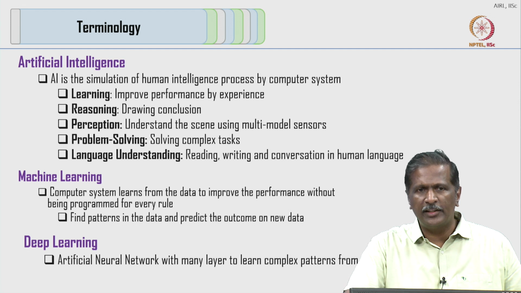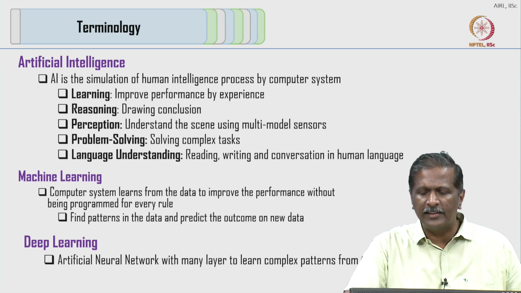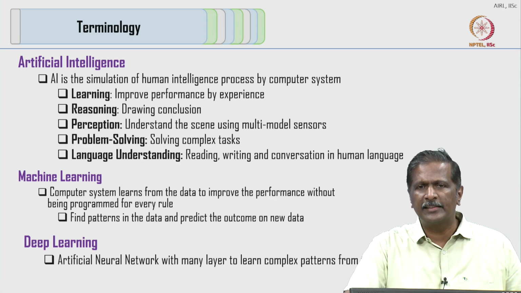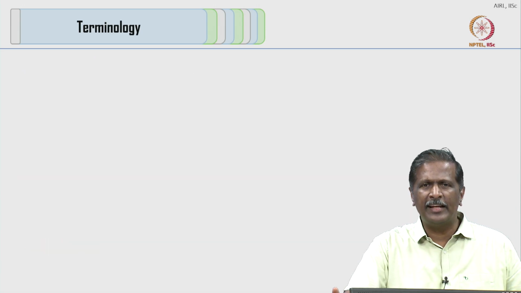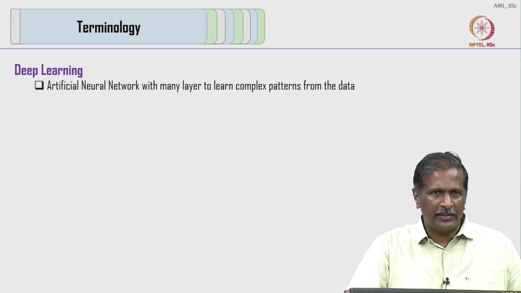When we talk about deep learning, it's an artificial neural network with many layers. They can learn complex patterns from the data. It can extract these features. Feature learning is part of it, right? Let's look at it in a way to understand them better.